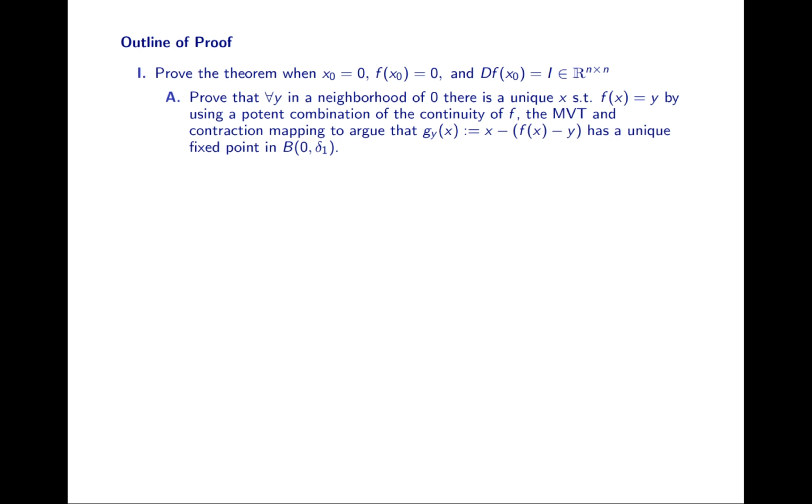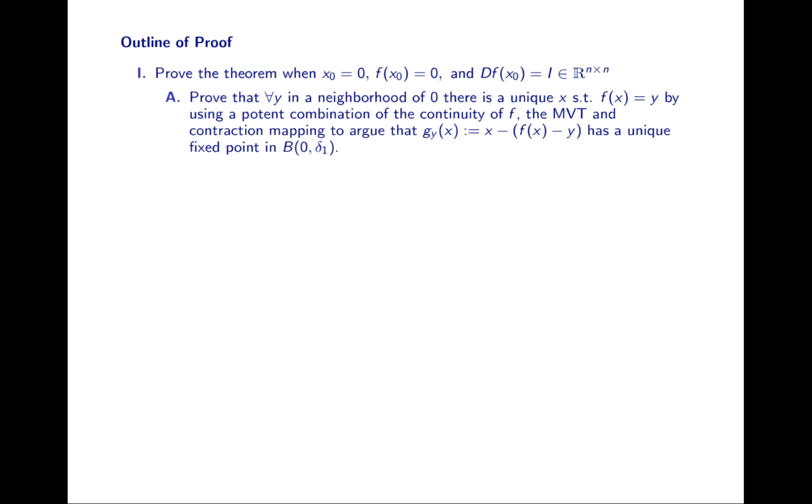So how do we prove the theorem? Well, to prove invertibility, we have to prove that for any y in some neighborhood of 0, there's a unique x such that f of x equals y. And we're going to do it by using a potent combination of the continuity of f, the mean value theorem, and contraction mapping to argue that g_y of x, which is defined to be x minus (f of x minus y), has a unique fixed point in some ball centered at 0 with some radius delta 1.